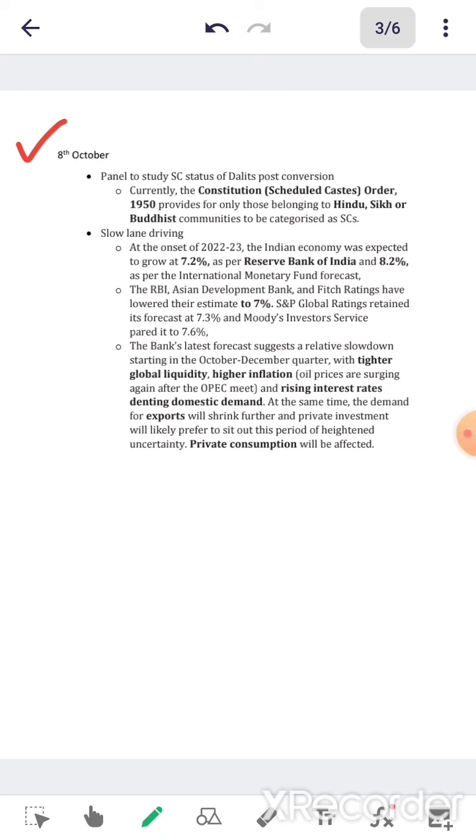So, the first article which we are going to study in this is: a panel has been established to study the SC status of Dalits post conversion. So, let us understand this. Recently, a panel headed by Balakrishnan was established to study the SC status of Dalits. So, what do we mean by this?